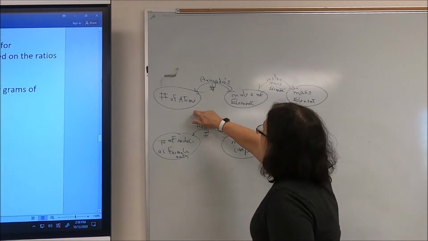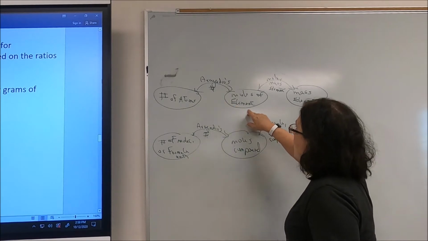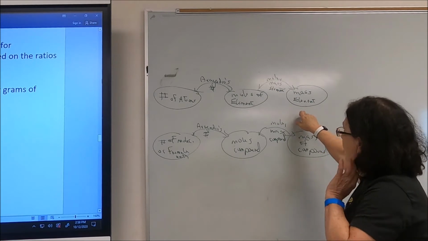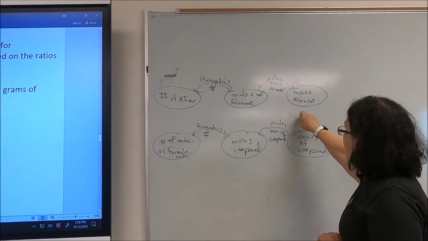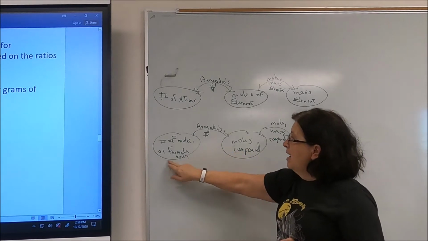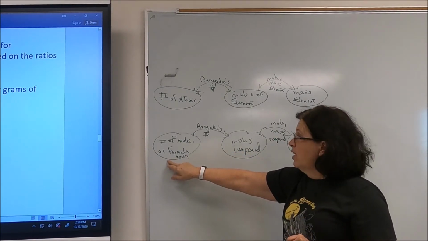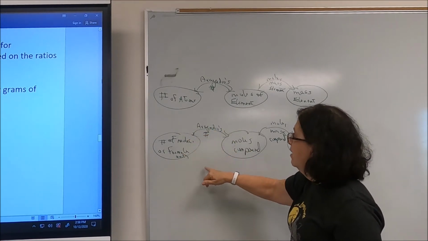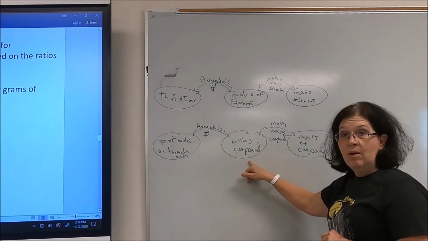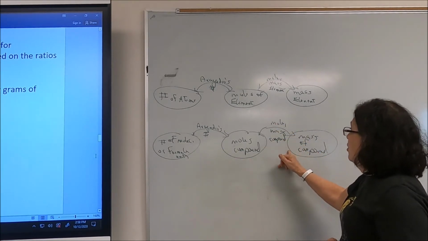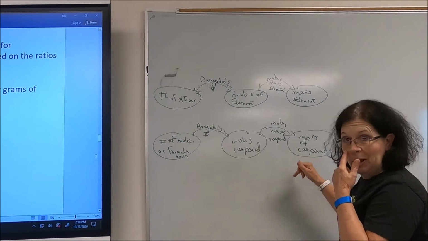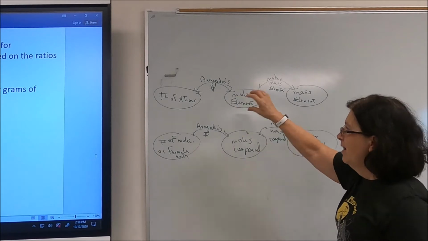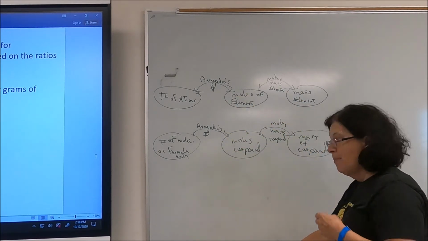So if I've got numbers of atoms, I can use Avogadro's number to go to moles of that element. Once I'm in moles of the element, I can use molar mass of that element to go to mass of an element. Same thing if I have number of molecules or formula units. Remember, molecules for covalent compounds, formula units for ionic. I can use Avogadro's number to give me moles of compound, and then I can use molar mass of the compound to give me mass of the compound. So these are two parallel tracks, depending on if I'm dealing with an individual element or an individual compound.